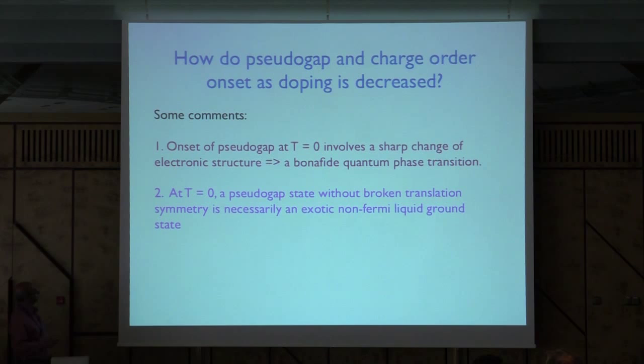And furthermore, again at zero temperature, if we extrapolate the finite temperature pseudogap state down to zero temperature, and if it does not have any broken translation symmetry, that's necessarily an exotic ground state. It's a non-Fermi liquid state, because by Luttinger's theorem, any ordinary Fermi liquid can't sustain gaps in some portions of the Fermi surface. Of course, in the cuprates, empirically, the pseudogap state at finite temperature develops charge order as you decrease the temperature, so you do break translation symmetry. But it's important to keep this in mind as we try to think about how these two phenomena onset as you decrease the doping.